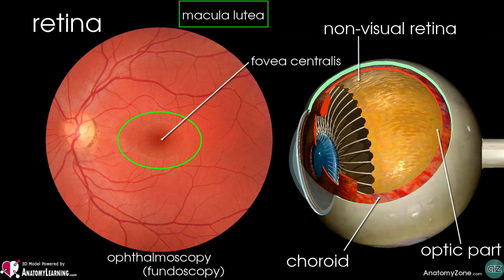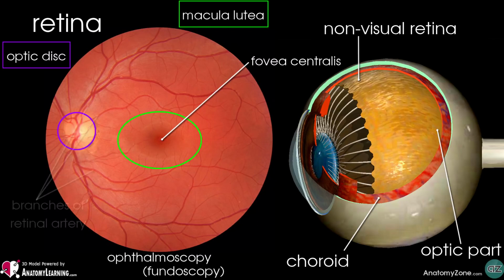The area where the optic nerve enters the retina is known as the optic disc. It contains no light-detecting cells and is therefore referred to as the blind spot of the retina. The central retinal artery enters at this point, and its branches are visible when viewed during fundoscopy.